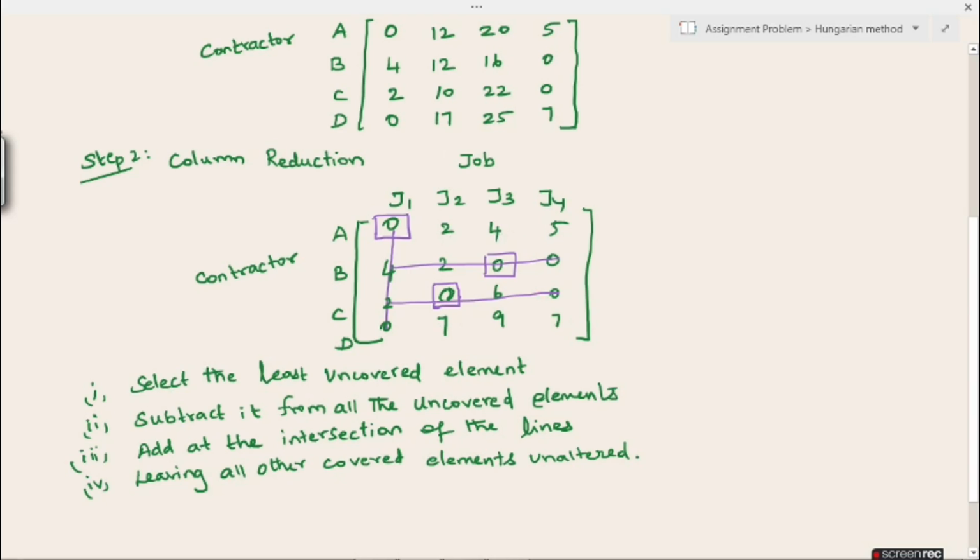Okay, so what is the first condition given? Select the least uncovered element. What is the least uncovered element? See, 2, 4, 5, 7, 9, 7. The least value is 2. Now you have to subtract it from all the uncovered elements.